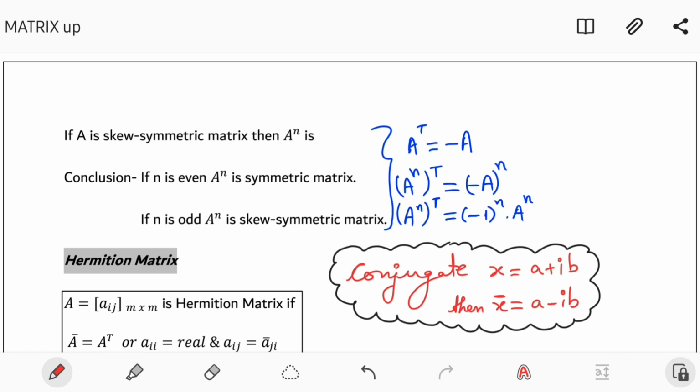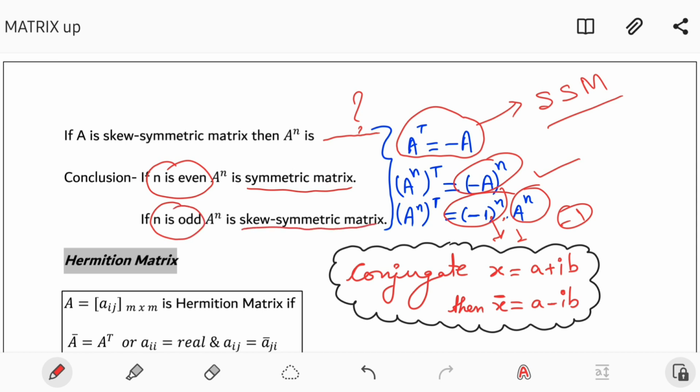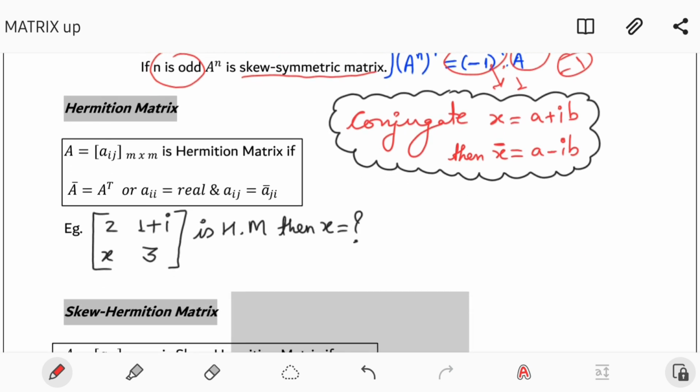Yeah, one more statement I have given over here: if A is a skew symmetric matrix, then what is A raised to the power n? In this case, A transpose equals minus A, this is the condition of a skew symmetric matrix. When you raise both sides to the power n, you will get this particular step. When you open up, (minus A) raised to the power n, you will get minus 1 to the power n into A raised to the power n. When you raise it to an even power, you will get 1, and when you raise it to an odd power, you will get minus 1. So this minus makes the difference. When n is even, you will get A raised to the power n as a symmetric matrix, and when n is odd, you will get A raised to the power n as a skew symmetric matrix.